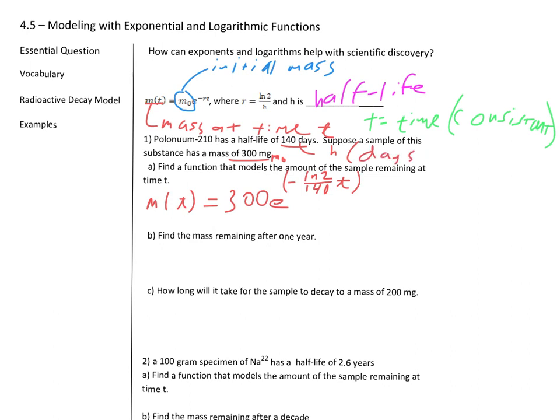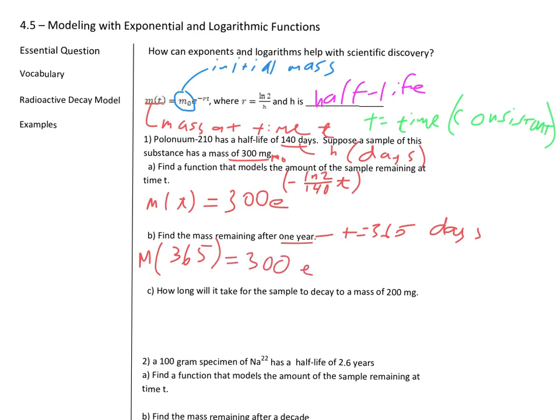Okay. So then part B here says find the mass after 1 year. Now that's where this comes into play. This is actually going to be m of 365 because our half-life is in days, so we've got to convert the year into days, and that's what that's telling us, is that t is 365 days. So we got to be consistent there. Since our half-life was in days, we got to plug in times that are days.